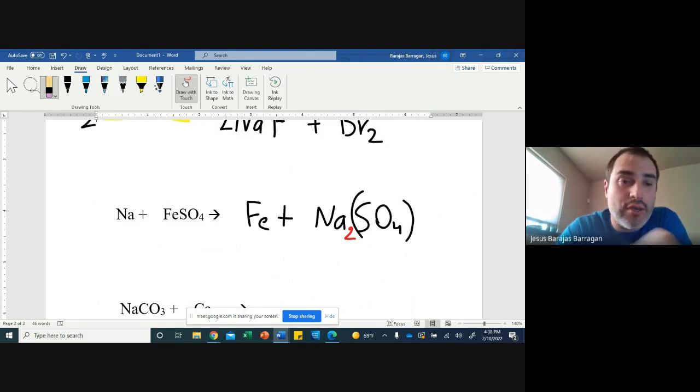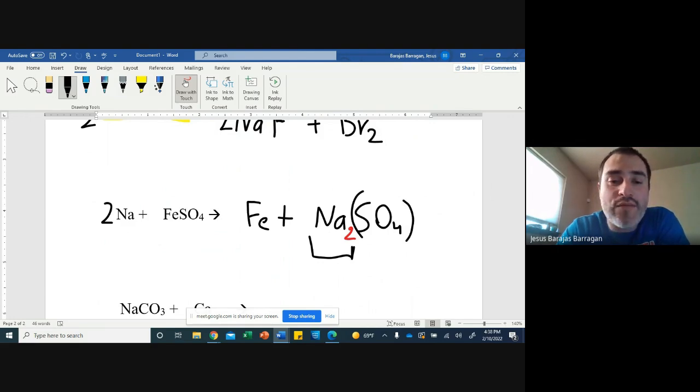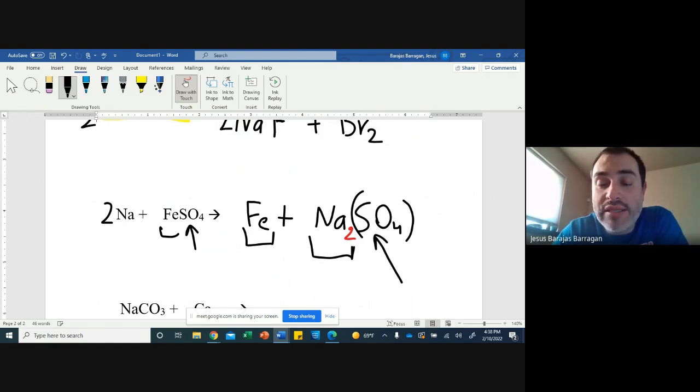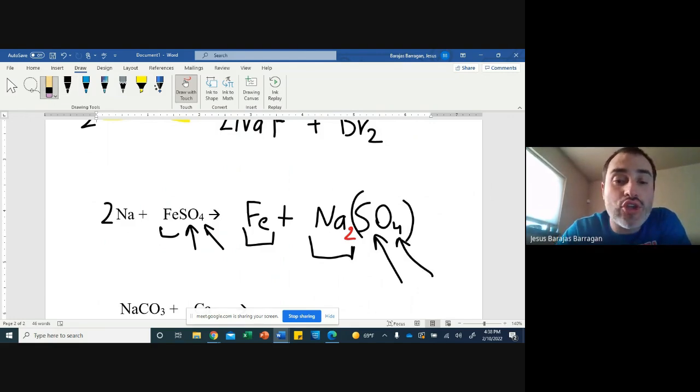Let's double check. We have 2 sodiums on the right side. So I'll put a 2 right there. 2 sodiums on the left. Now I have 1 iron on the left, 1 iron on the right. How many sulfurs do I have? 1 on that side. I have 1 inside the parentheses. I have 4 oxygens. I have 4 oxygens. So it's balanced just by placing that 2 on the left of Na.